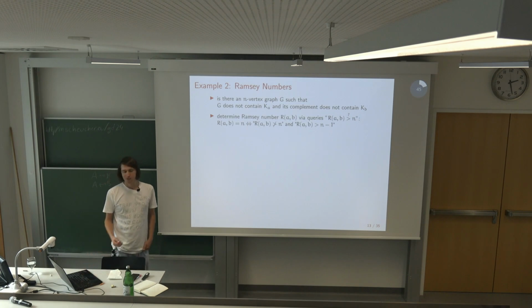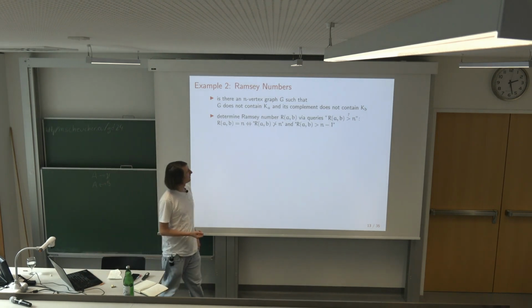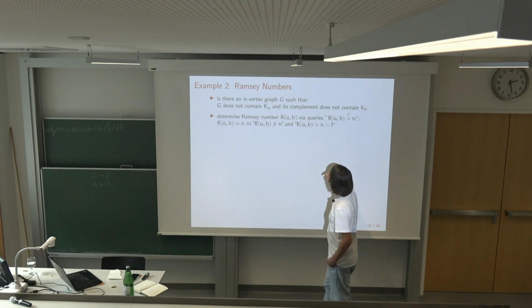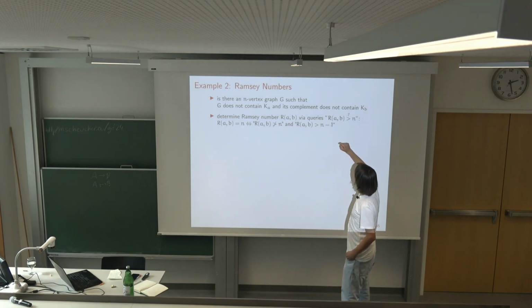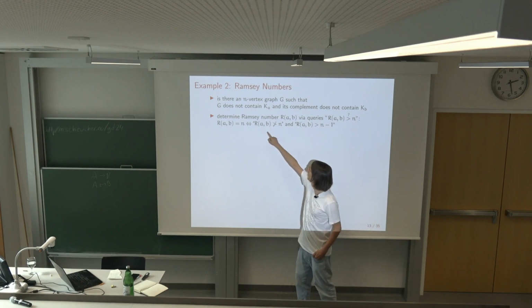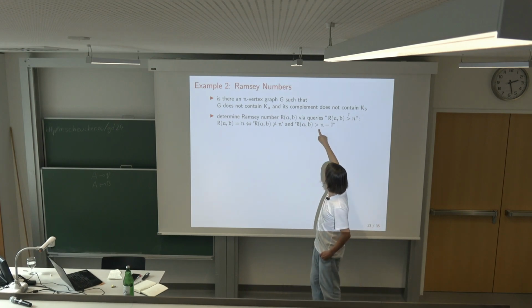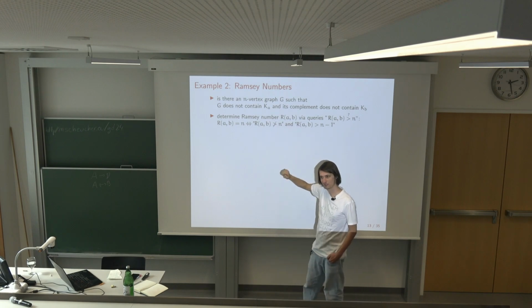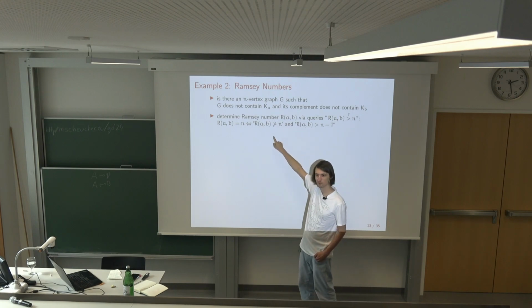And essentially, to show that the Ramsey number R(A,B) is equal to some value n, we make some queries. To show that it's equal to n, we show that it's more than n minus 1, but it's not bigger than n. So those are 2 queries which we have to do.